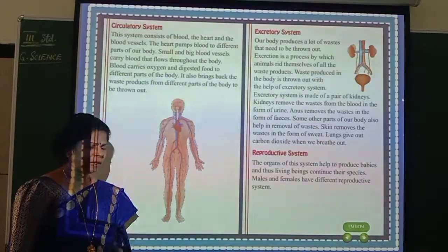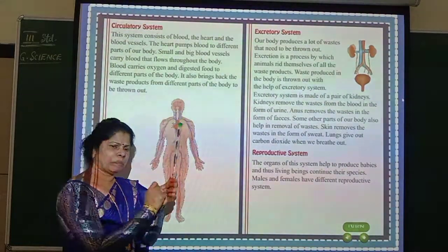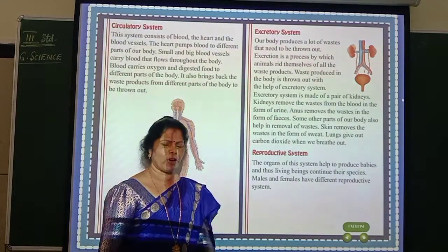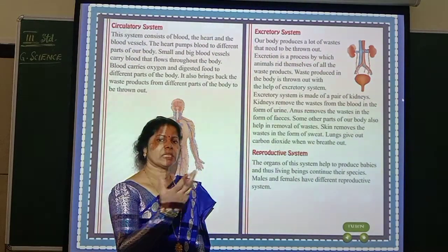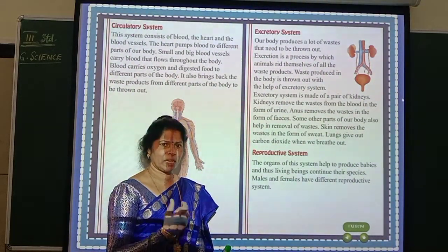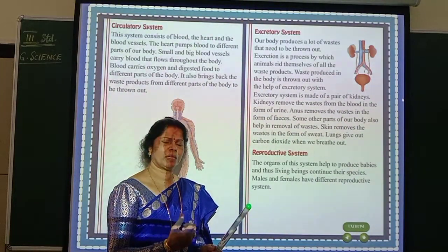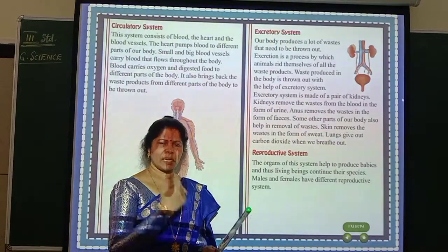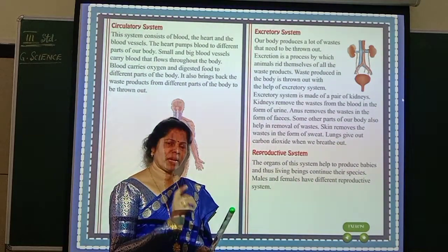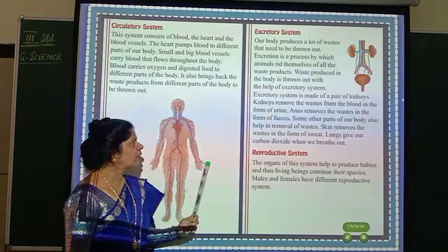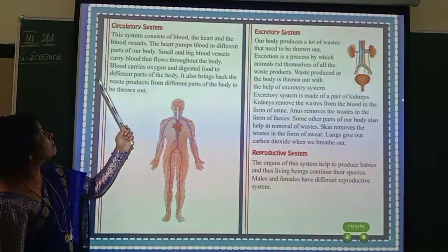So you see, when there is a small prick in your hand or anywhere, or if you have fallen, what happens? Immediately you see it start bleeding. Bleeding, isn't it? Blood comes out. So how is this blood controlled in our body? Blood is there inside our body. How is it controlled? For that there is one special system called the circulatory system. So now let us see about the circulatory system.